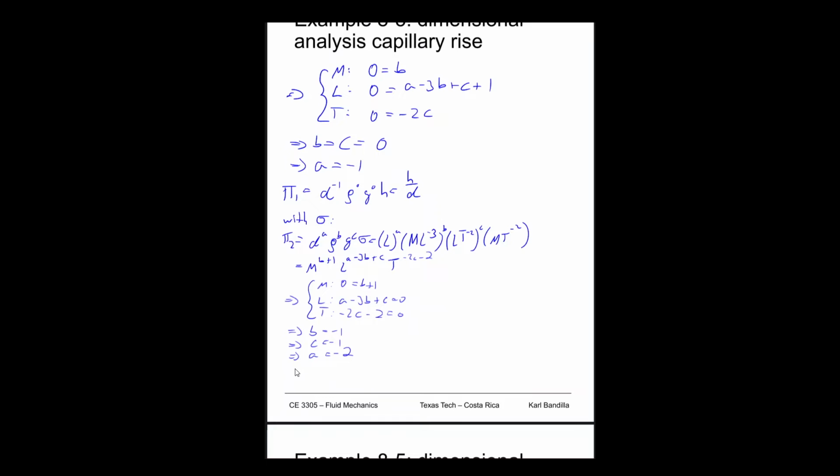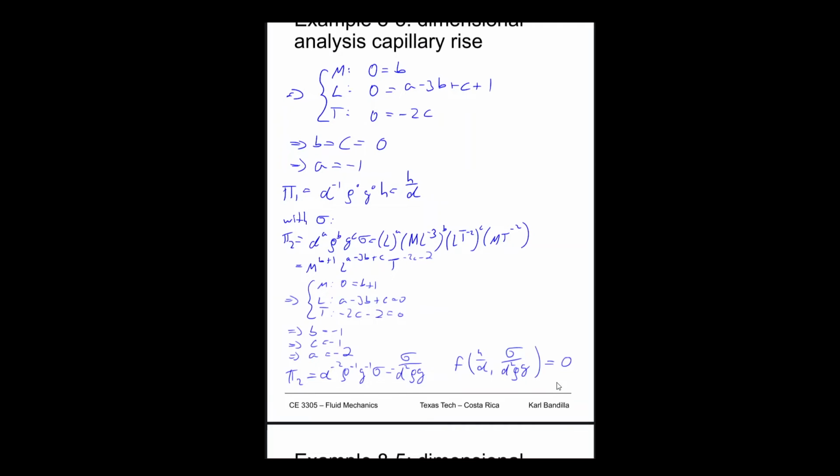All right, so that means for our pi 2 term, pi 2 is going to be d to the minus 2, rho to the minus 1, g to the minus 1, and sigma. So sigma over d squared rho g. And then let's squish that in the end here. So we get f of h over d and sigma over d squared rho g is equal to 0.